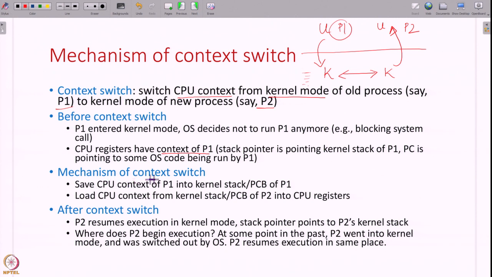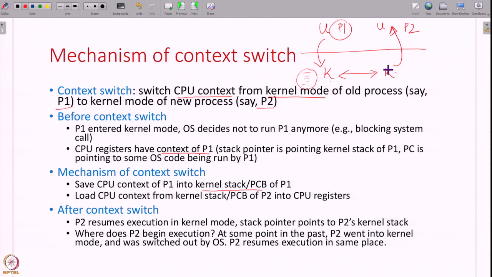So what happens during the context switch? You will save all of this context, wherever you are stopping execution of P1 in kernel mode. That context will be saved in the kernel stack or PCB of P1, and you will go to the PCB of P2 and restore its context. You will load the CPU context from the PCB of P2 into CPU registers. So now what has happened after the context switch? P2 resumes execution in kernel mode. The program counter is pointing to some piece of code in the kernel mode of P2, the stack pointer is pointing to the kernel stack of P2, and so on.